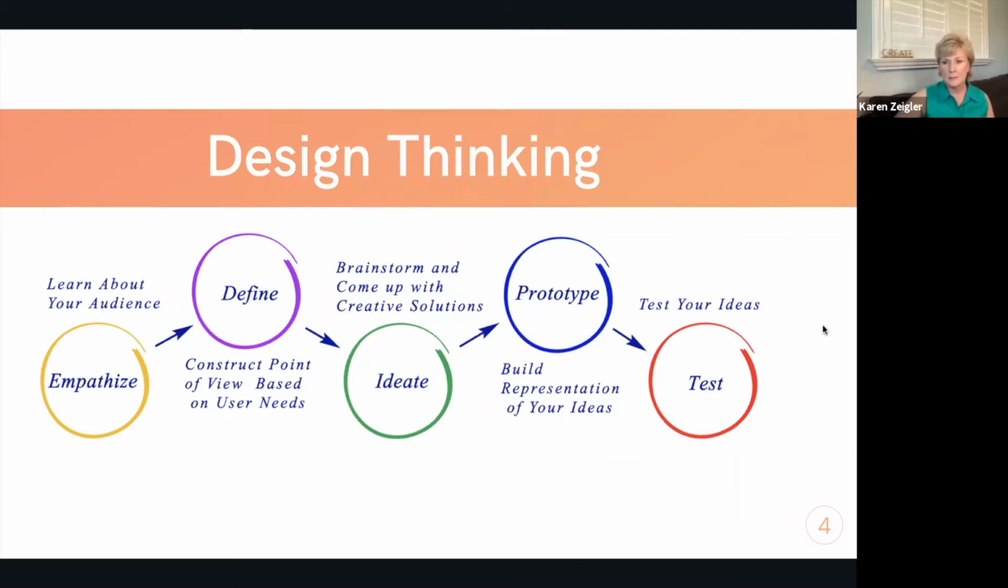So let's move on. Obviously, we can't go through all 5 of these with the time that we have, but this just gives you an idea of what it looks like. We're going to focus mainly on the empathize and the define stage as we interact going forward.